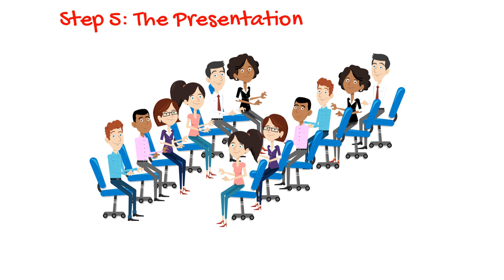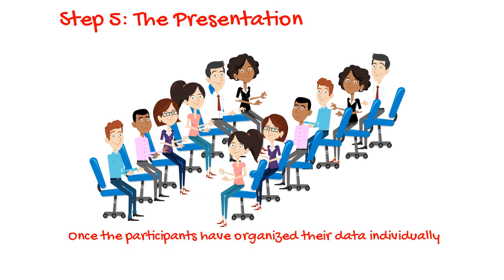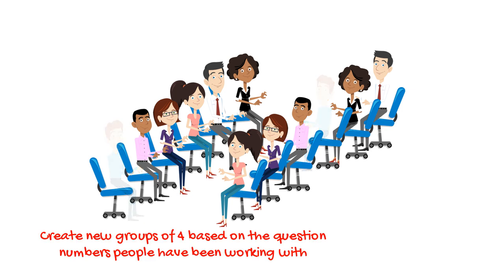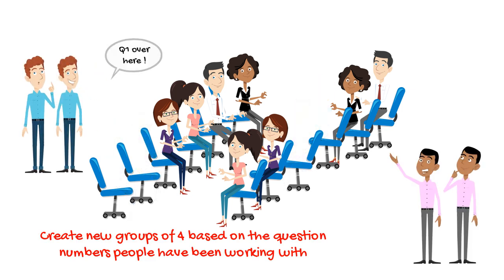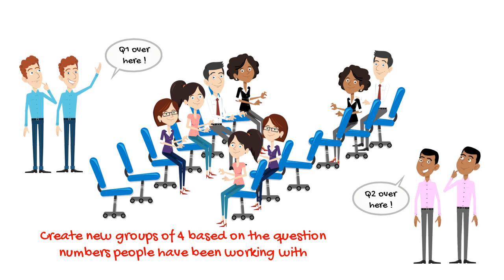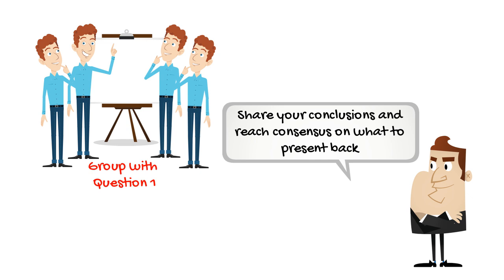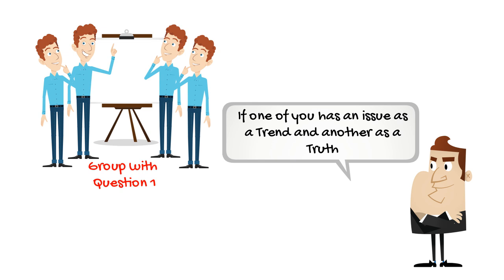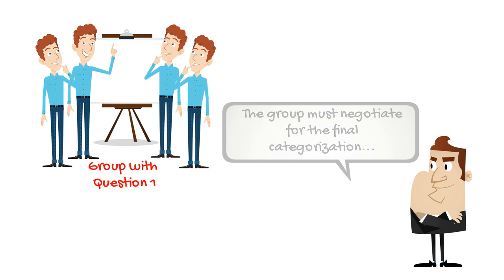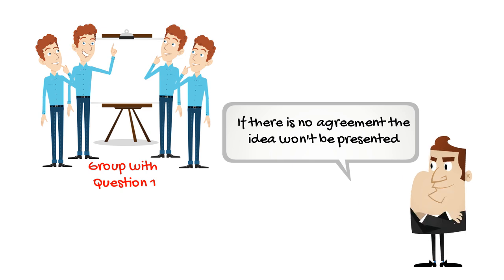Step 5. The presentation. Once the participants have organised their data individually, you should create new groups of 4 based on the question numbers people have been working with. All the individuals who interviewed with question 1 will get together, share their conclusions, and reach a consensus about the information to be presented to the larger group. If one person has an issue as a trend and another has it as a truth, the group of 4 must negotiate for the final categorization. If they can't come to some agreement, the idea won't be presented.